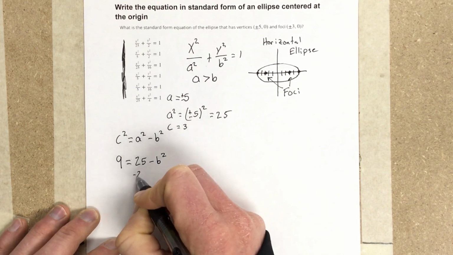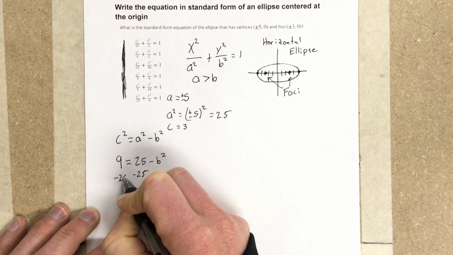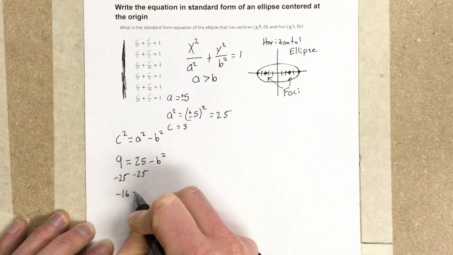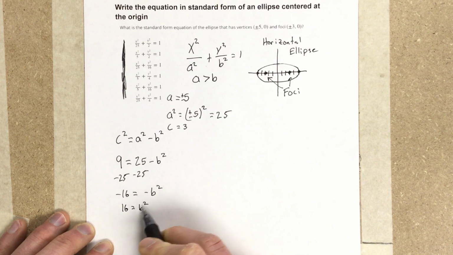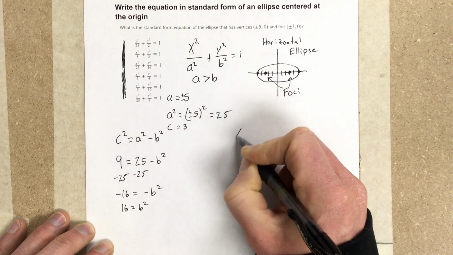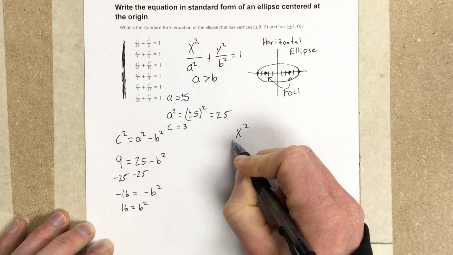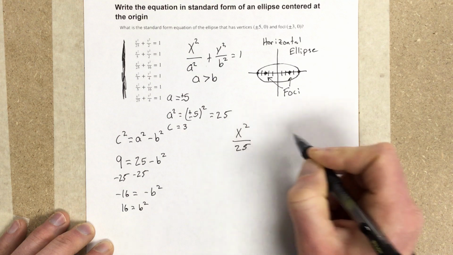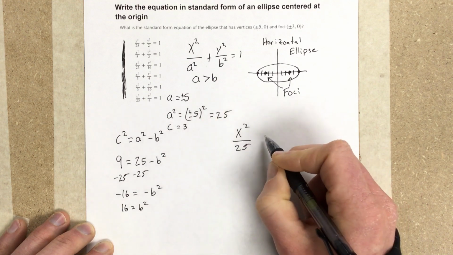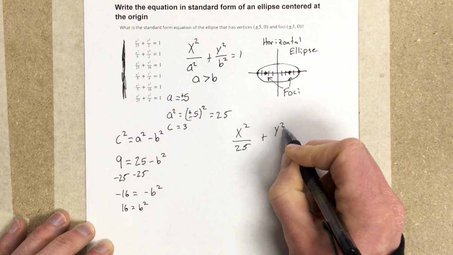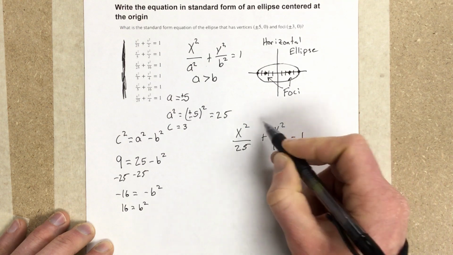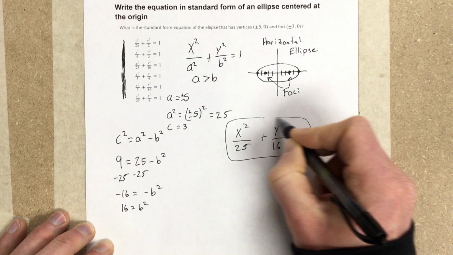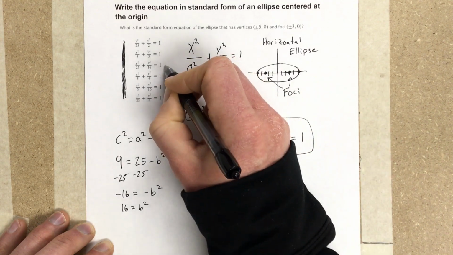Let's go ahead and subtract 25 on each side. We get negative 16 is equal to negative b squared. Divide by a negative, you get 16 is equal to b squared. So now we know what b squared is, and we can substitute that in there. We have x squared over 25, which is a squared, and then we have plus y squared over 16, and that's equal to 1. So this is the equation for this horizontal ellipse, and that's the third option here.